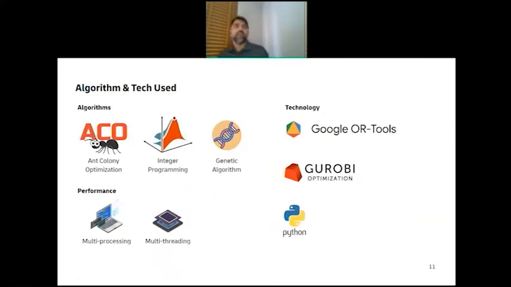This slide shows the different algorithms that we used. Within the modules in D3TO, we used ant colony optimization, integer programming, and genetic algorithms. In terms of performance, which was very critical in this case, because as I said, it's really hard to solve a routing problem with so many aspects within a reasonable time.